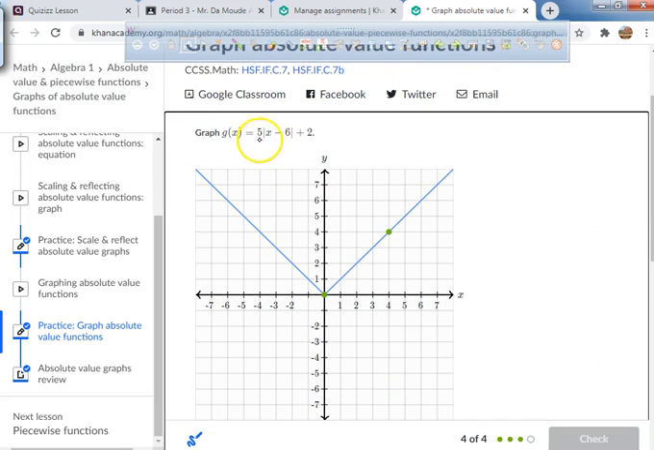And last but not least is our last question. It says 5 times the absolute value of x minus 6 plus 2. So this lets me go x minus 6. So that means I got to go 6 units to the right and 2 units up.